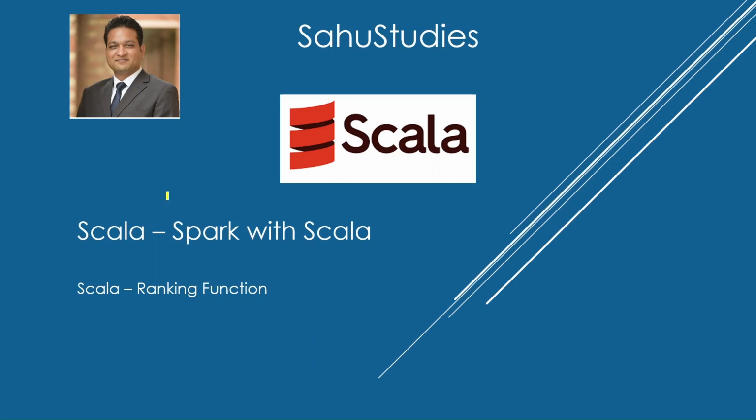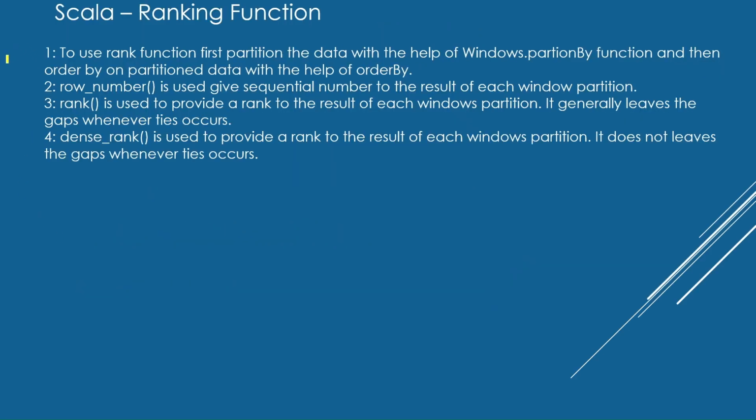In this video, we are going to see different kinds of ranking functions in Scala. To use a rank function, first partition the data with the help of the Window partitionBy function. Then only can we use the ranking function. And then order the partitioned data with the help of an orderBy key. We are going to see three rank functions.